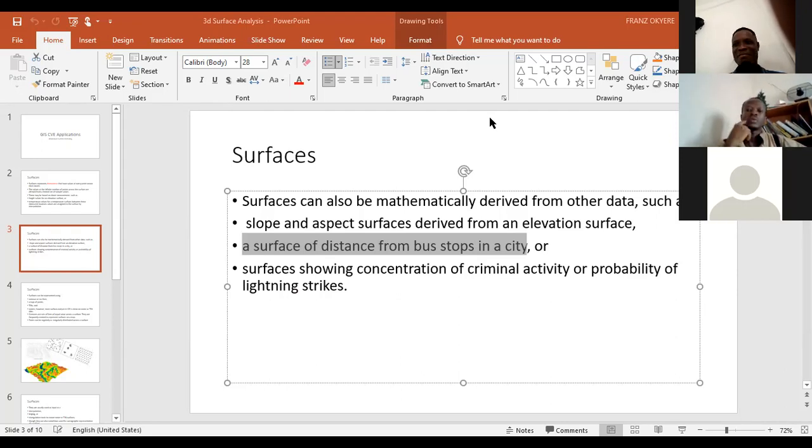So we are saying that with the knowledge of what a surface is, like a temperature surface, it means everywhere there'll be some temperature, 32, 32. Everywhere you go on that surface, there is a value. That is what we call a surface. Having that in mind, if you had a surface of distance from bus stops, what would that surface look like?